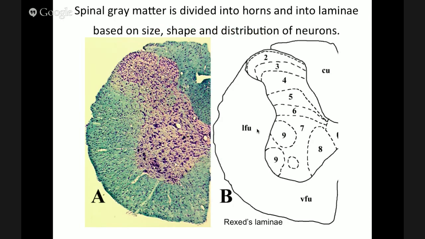So this is showing then a histologic section through the spinal cord, just showing the different cell types that are located within the gray matter. You can see the correlation of, again, the Rexed laminae if you're particularly interested in that.